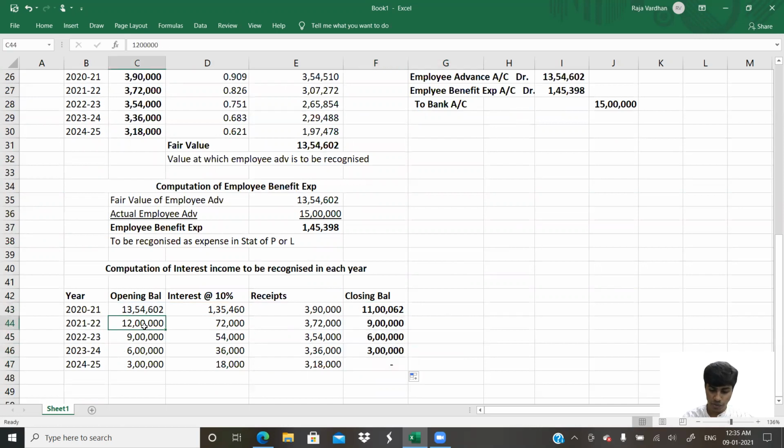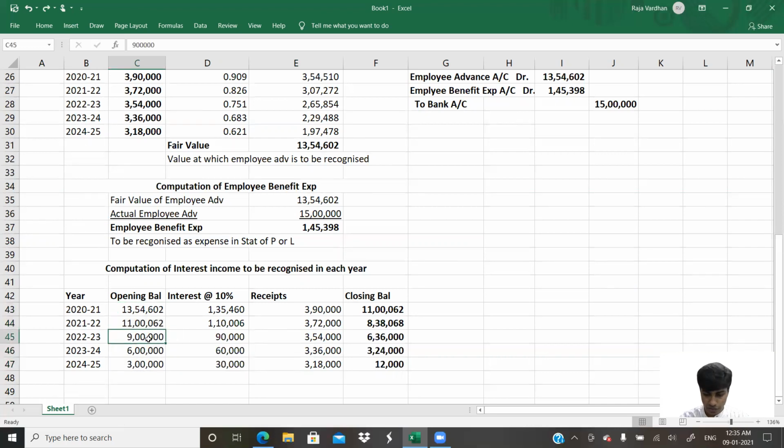Next year, what will be the opening balance? Opening balance will be the closing balance of the last year. Done. So the interest will become how much? On 11 lakh 62, you compute interest at 10%. That comes to 1 lakh 10,006 rupees. 20 paisa is ignored. Then the receipt is 3 lakh 72. The balance will be 8 lakh 38,068. For year 3, the closing balance of the previous year becomes the opening balance of this year.